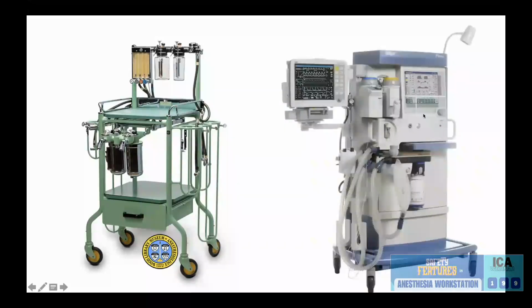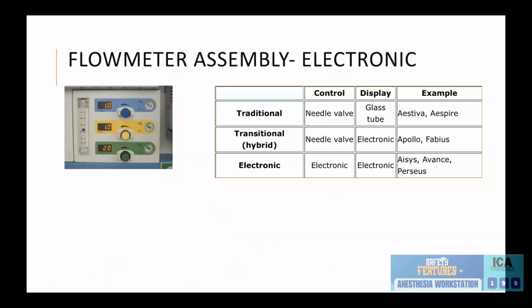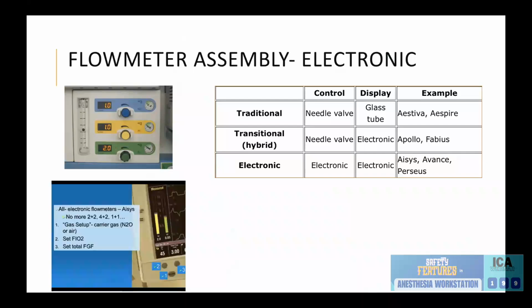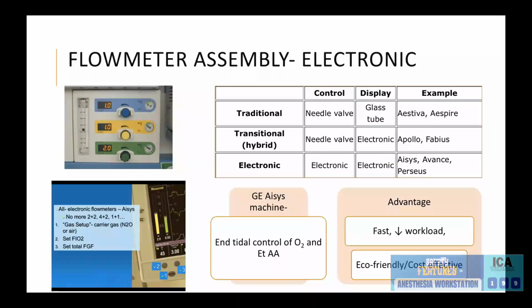No. Dr. Shikha had mentioned we have electronic controls now. Some workstations have transitional hybrid controls in which the knob may be a needle valve, but the display is still electronic. And in a purely electronic control, you have electronic valves and an electronic display. So here, what do you set? You set up what you want to give with oxygen. You want to give nitrous or you want to give air. You set up the FiO2, you set up the total fresh gas flow. And that helps you in giving the agent. Now there are intelligent machines available, like the GE machine, ICIS machine.